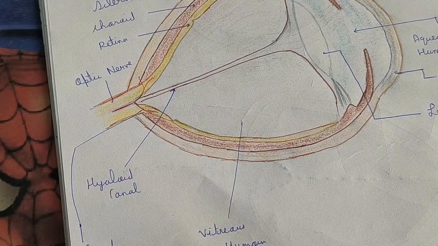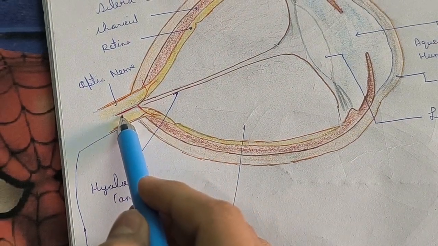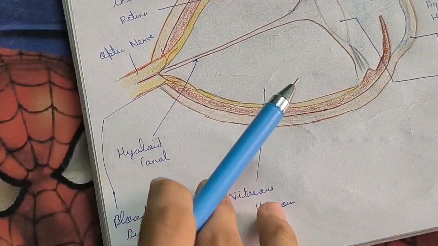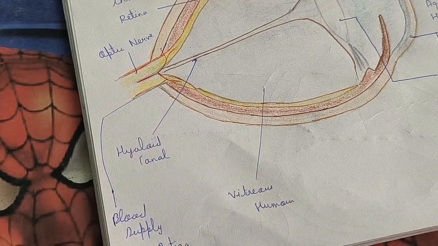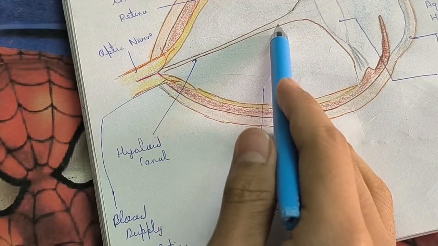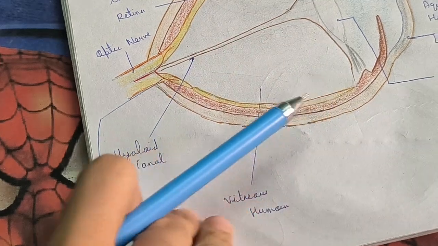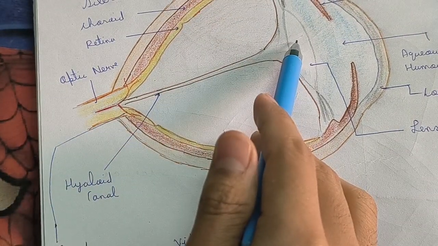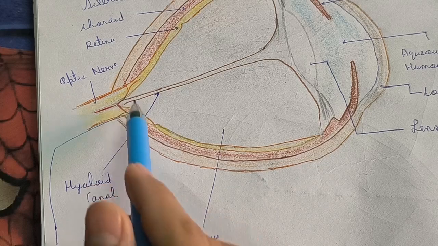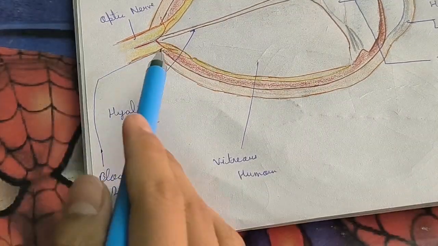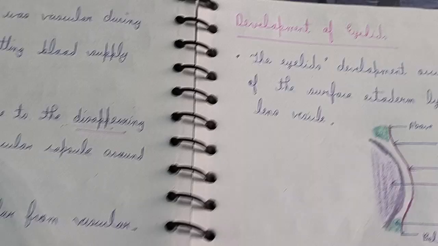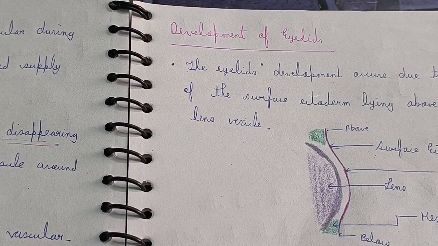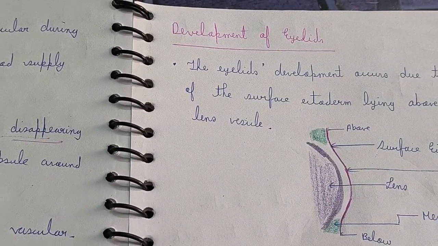But the artery which is present in the optic nerve stays, and this artery supplies blood to the retina also. The hyaloid artery disappears, but only in such a manner that the lens becomes avascular, while the blood supply to the retina and other body parts remains. Now let's discuss the development of the eyelids.